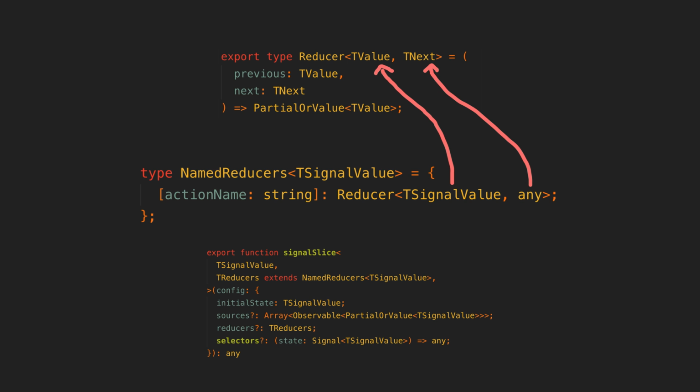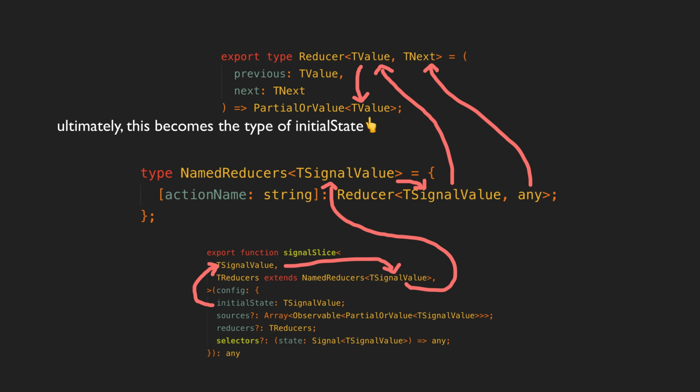This type is a function that takes in a previous and next value. And again, we are using generics to capture the types of the values passed in: TValue for previous and TNext for next. We are then using the TValue generic for the return type, so we know that this reducer will return a value that has the same type as whatever is passed in as the previous value, or a partial of that value. So ultimately, this means that our named reducers will be an object that contains keys that are strings and values that are functions that take in a previous and next value and return a partial of the passed in previous value.